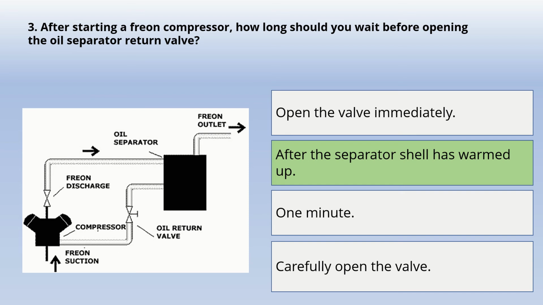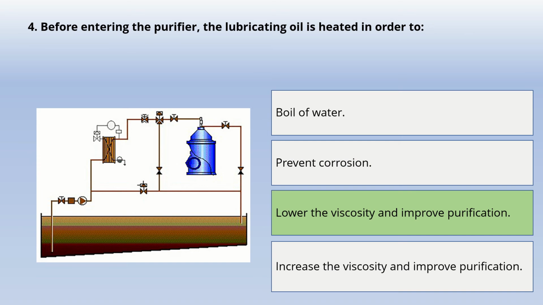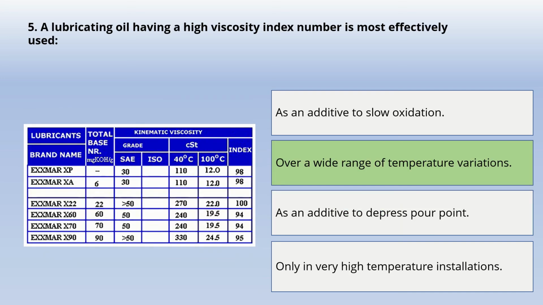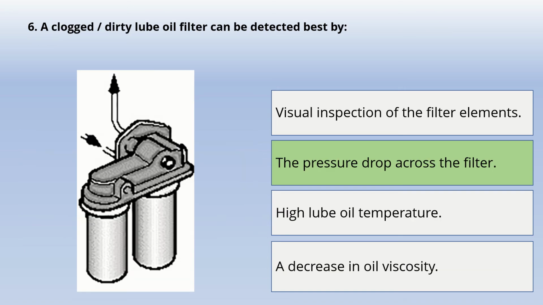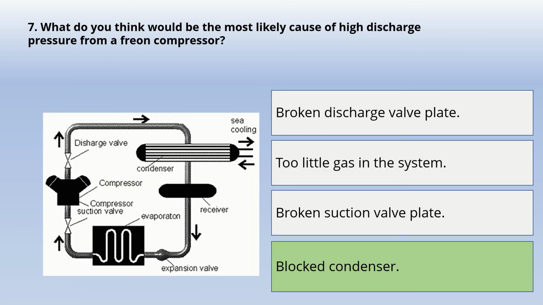After starting a freon compressor, how long should you wait before opening the oil separator return valve? After the separator cell has warmed up. Before entering the purifier, the lubricating oil is heated in order to lower the viscosity and improve purification. A lubricating oil having a high viscosity index number is most effectively used over a wide range of temperature variations. A clogged or dirty lube oil filter can be detected by the pressure drop across the filter.